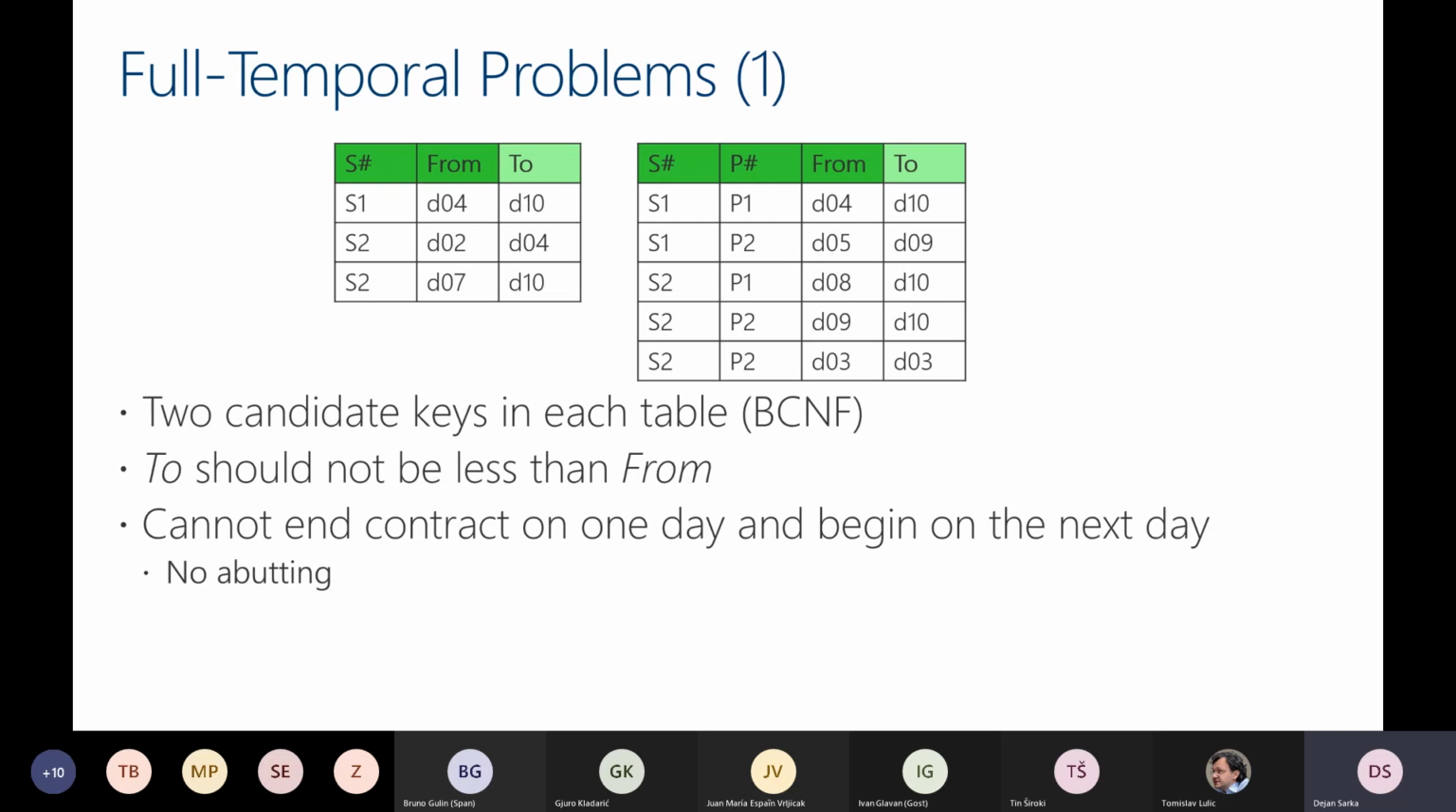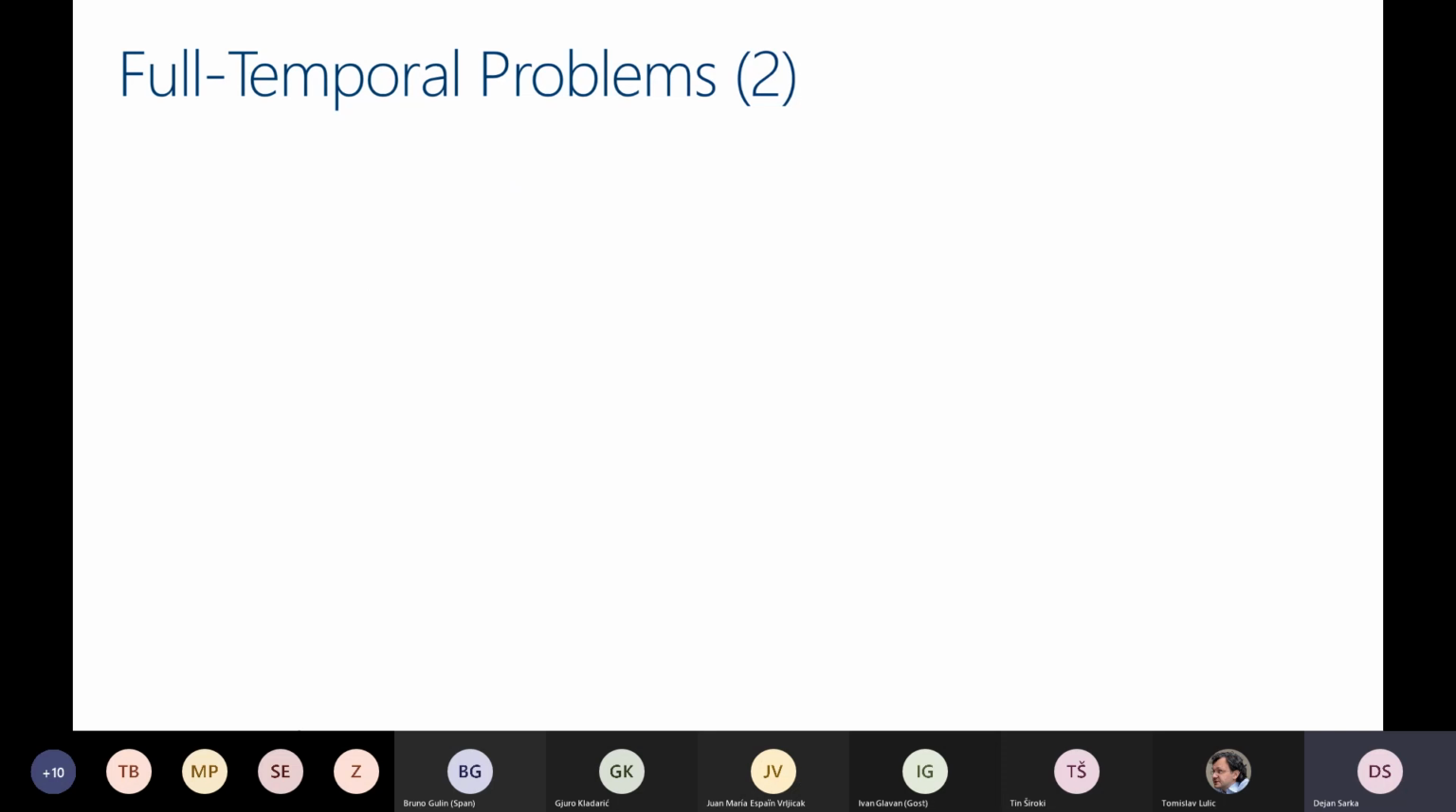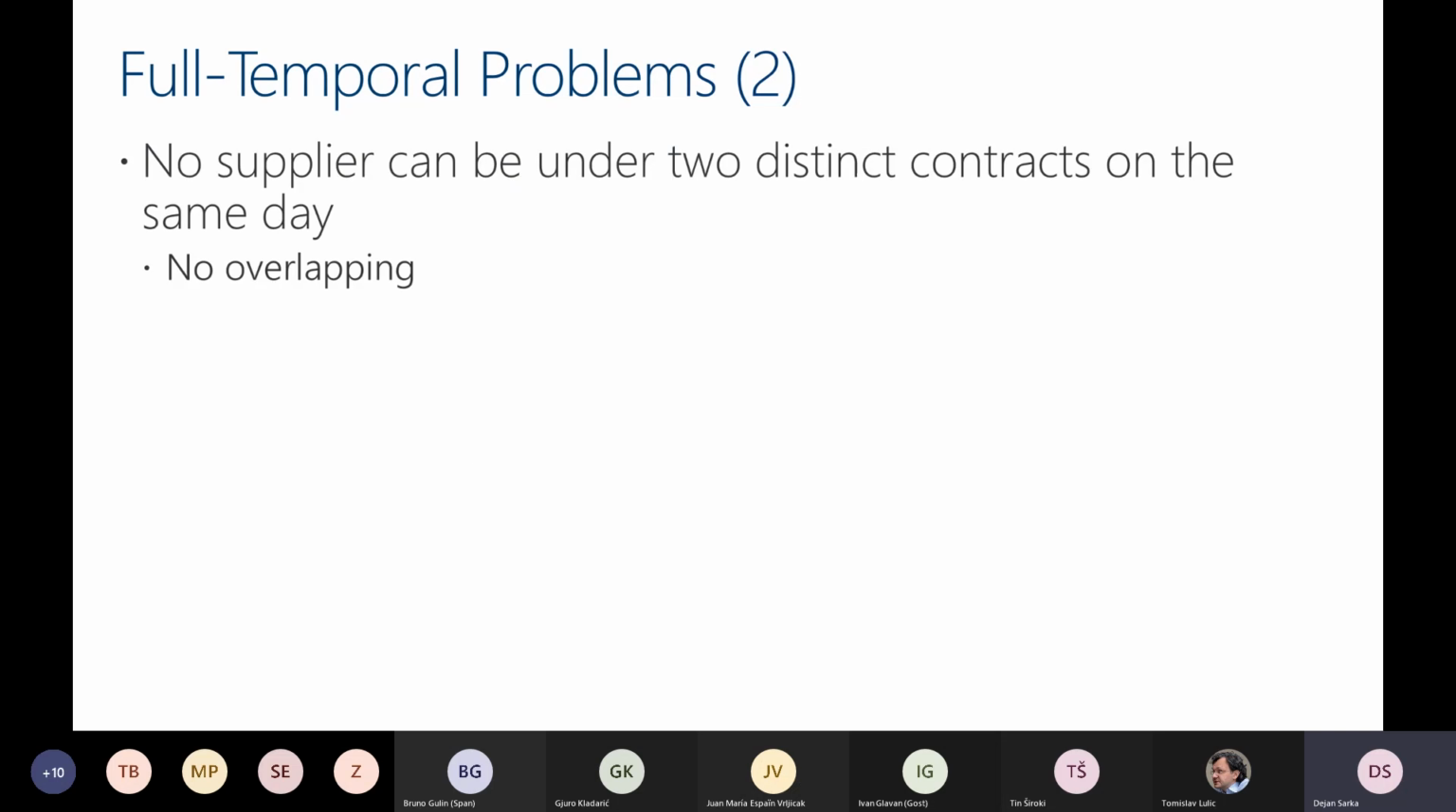And then we can add many additional constraints. So for example, we cannot have a situation where a supplier ends a contract at one time point and immediately after starts a new contract, let's say with the same terms. So for example, we wouldn't allow in the supplier table supplier D2 to D4 and then D5 to D10. This should be unioned into a single row. And also no overlapping of intervals. We don't want to have a supplier under two distinct contracts at the same time point.